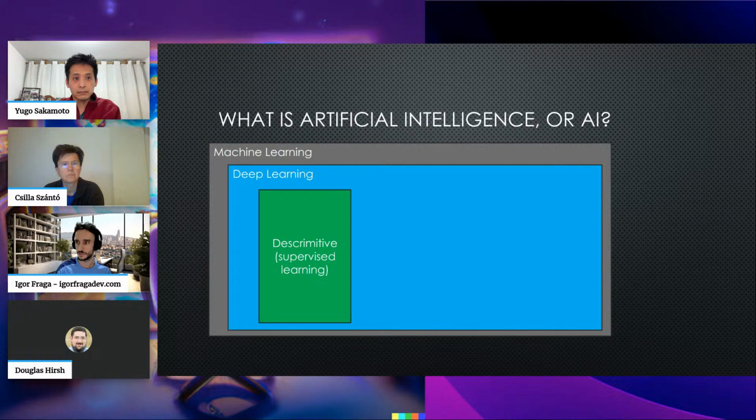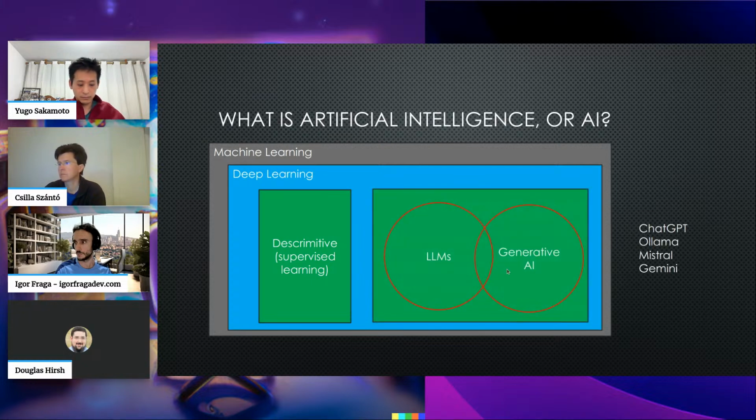And in deep learning, we can have separate categories there. That's discriminative, which is supervised learning, and also the subject of today that we will be talking about, the LLMs and generative AI. These two are the most famous and trending ones for now. The most common and famous one, I would say, is ChatGPT. Everyone knows it, but we have a whole bunch of them.